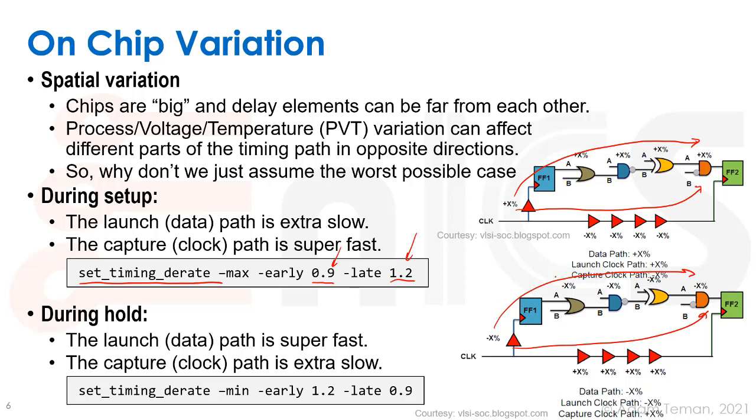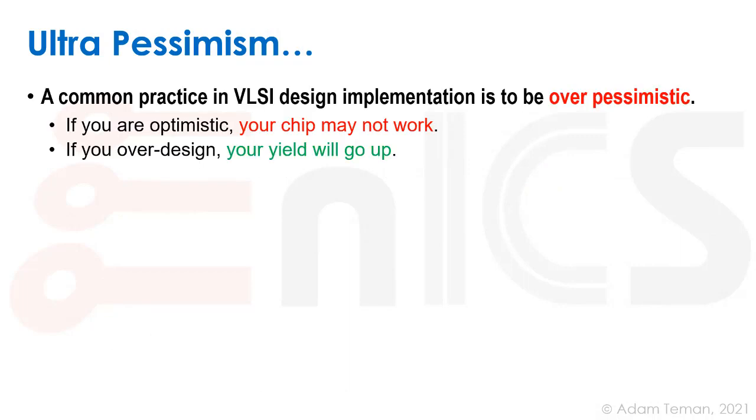So in this case, we'll make this path faster. So we'll multiply it by 0.9 in this set timing derate, and this one we'll multiply by 1.2. Okay, Cadence has some different approaches here than Synopsys, so you've got to read the manual quite well and see what actually happens in the tool that you're using. Well, that is kind of an ultra pessimism. So it's a common practice in VLSI implementation, being over pessimistic.